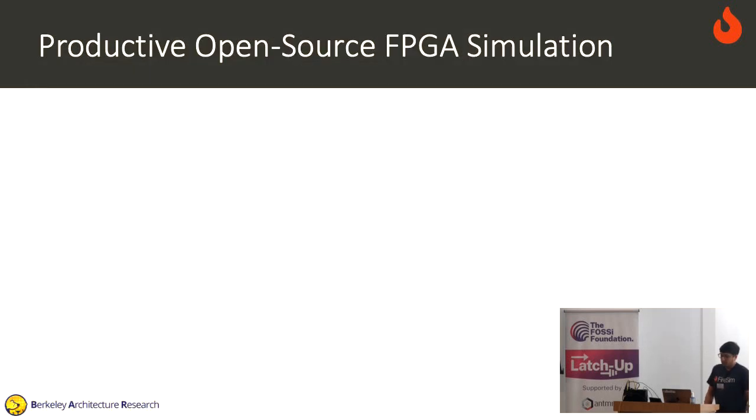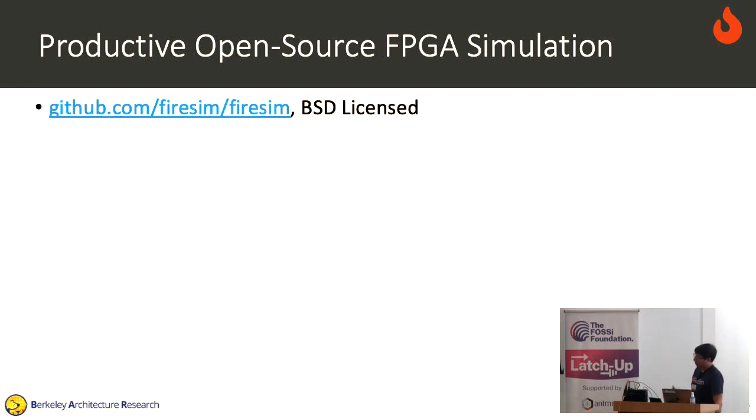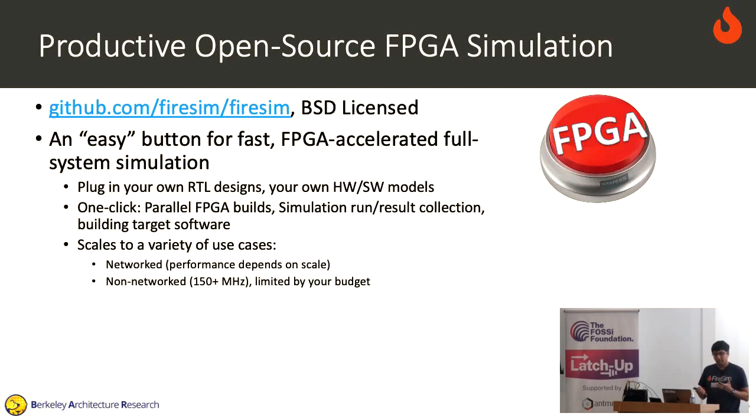So speaking of that infrastructure, this turned into a project for just doing productive open source FPGA simulation, right? So if we could simulate that 1,000-node system, of course we can simulate a single node system. And so we ended up open sourcing this when our paper was published. And since then, it's basically become this easy button for doing fast FPGA-accelerated full system simulation. So it works just like I told you earlier. You plug in some RTL design. We have tools for automating lots of stuff, FPGA builds, running simulations, and so on. And it scales to many different use cases.